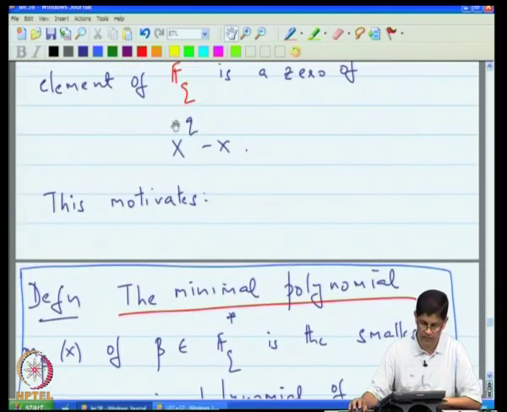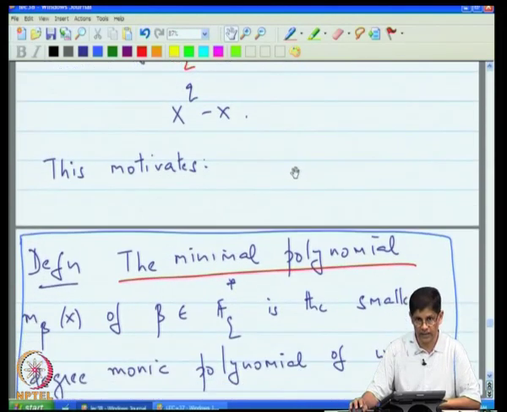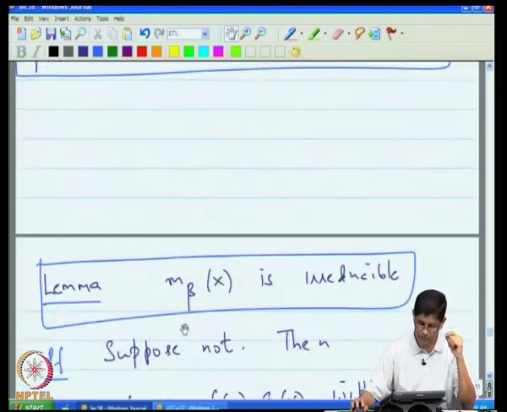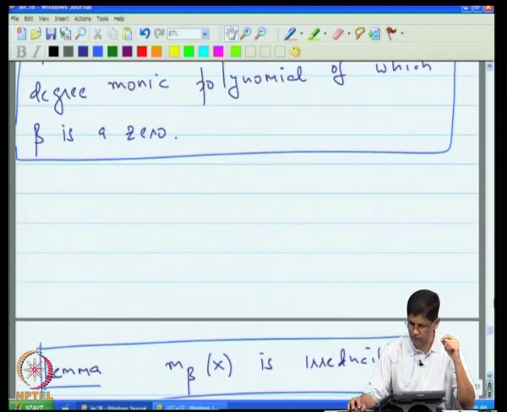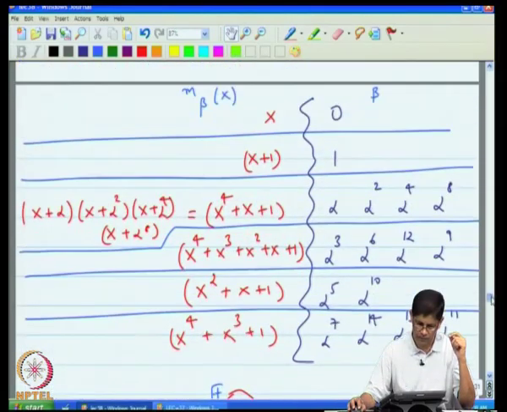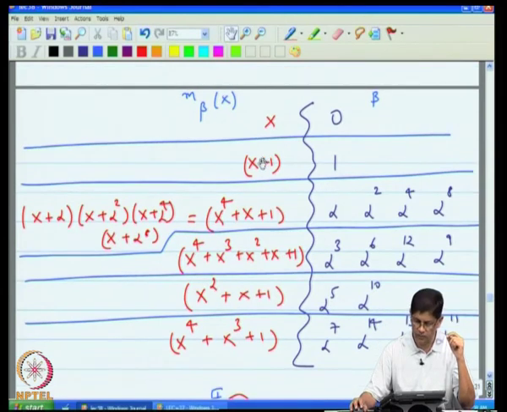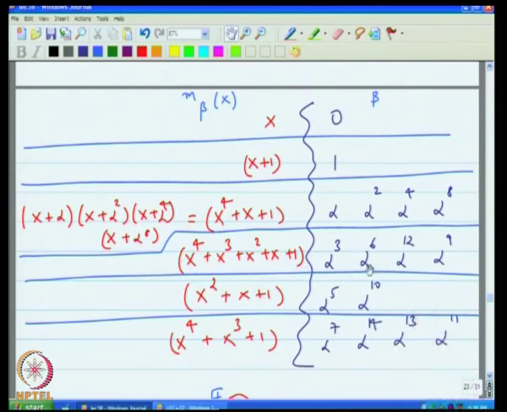We know that every element is a 0 of this, but maybe this is not the smallest degree polynomial of which that element beta is a 0. So, let us look for that, and that is called the minimal polynomial of beta, and it is written as m sub beta of x. So, in our just concluded example, these were these polynomials m beta of x. We had all of these. These are the smallest degree polynomials. For example, if you asked what is the smallest degree polynomial of which alpha to the 6 is a 0, then the answer is this. So, this would be m beta of x when beta is alpha to the 6.